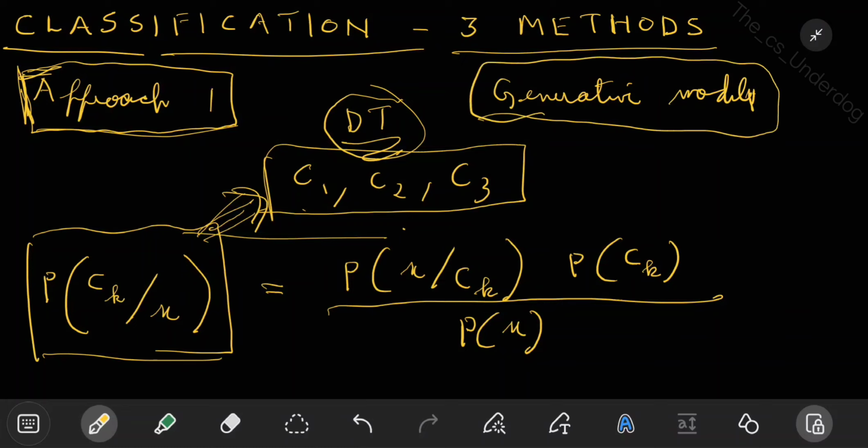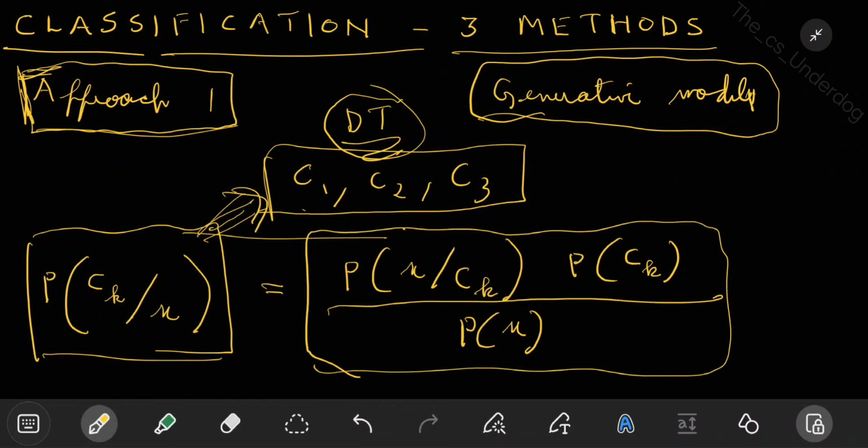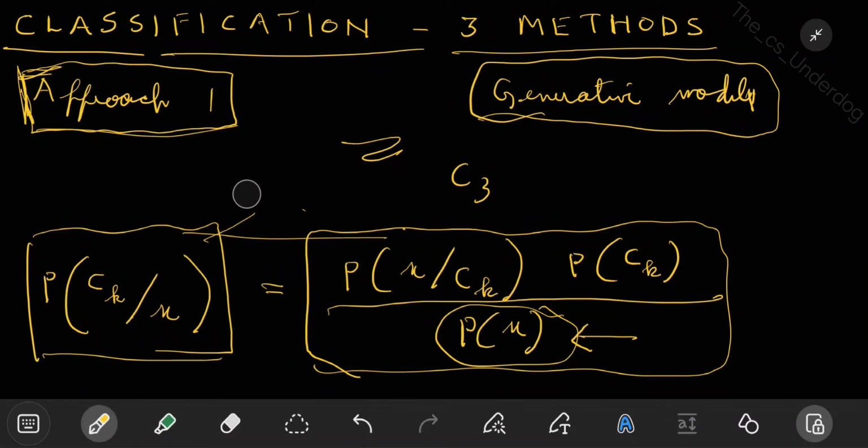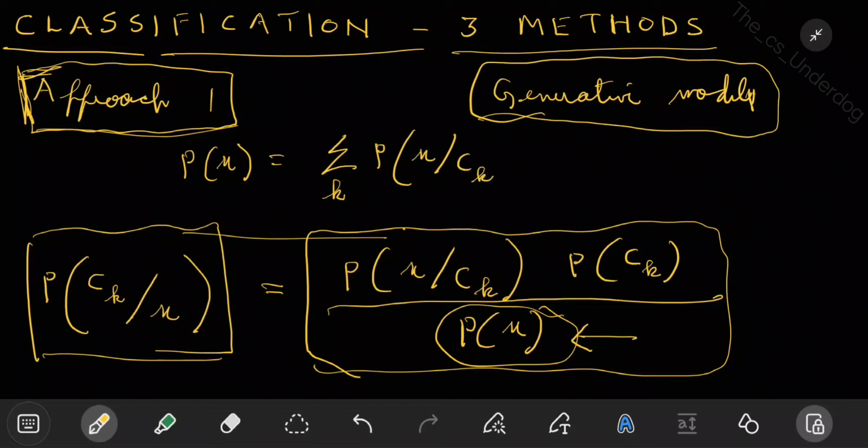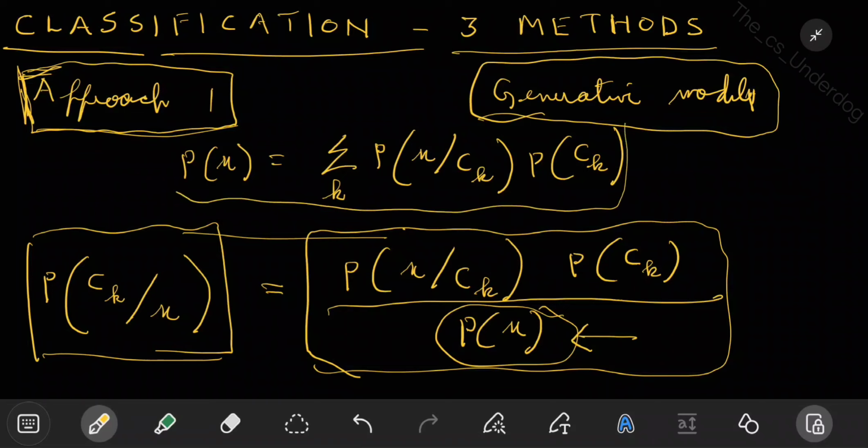The reason is simple. See, when you are finding this particular quantity, what is this? P of x is your, what is this called? This is your marginal density. So what is the advantage that you get with your marginal density? See, in order to find P of x, you can simply do this. That is, for marginal density, we have seen that in order to find this, you can just sum over all the values of k, right? P of x given Ck into P of Ck. If you do this, you will get the marginal density, right?